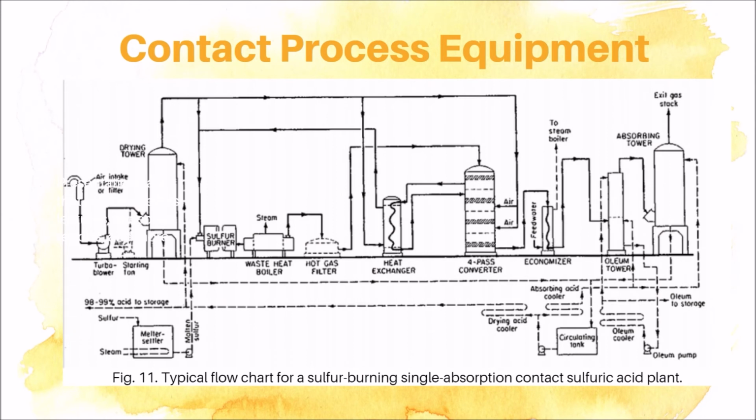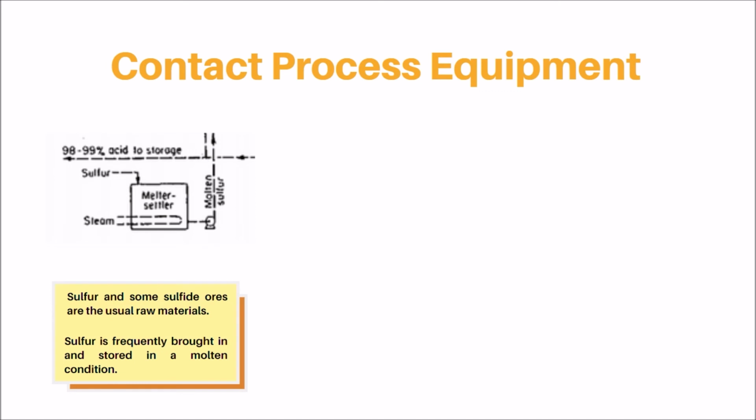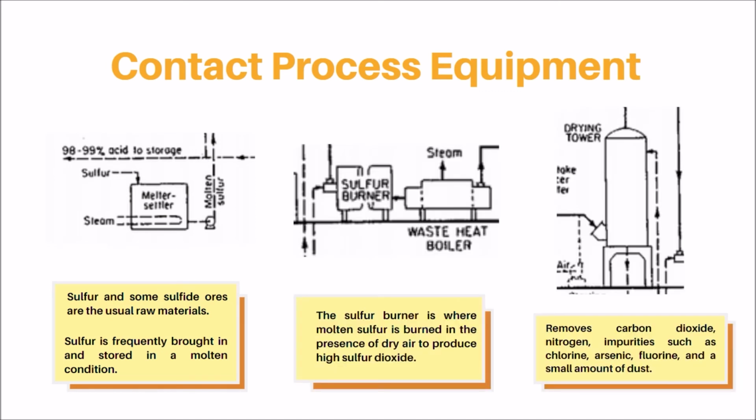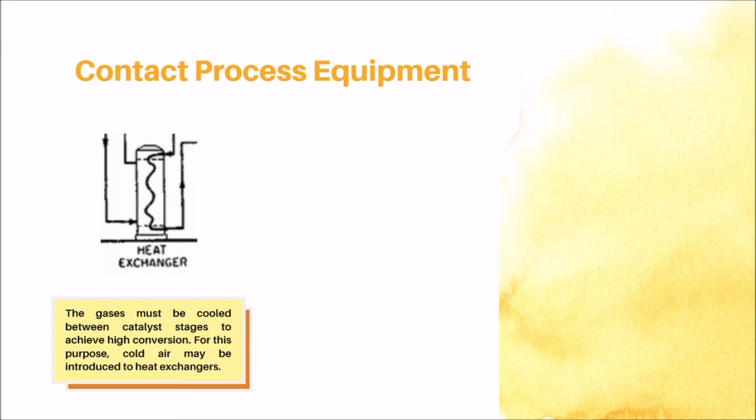Here are the following pieces of equipment for the contact process. The first equipment is the burner. Sulfur is frequently bought in and stored in molten condition. Next is the drying tower, which removes carbon dioxide, nitrogen, and impurities such as chlorine, arsenic, fluorine, and a small amount of dust. The gases must be cooled between catalyst stages to achieve high conversion. For this purpose, cold air may be introduced to cool by dilution, or boilers, steam superheaters, or tubular heat exchangers may be employed.